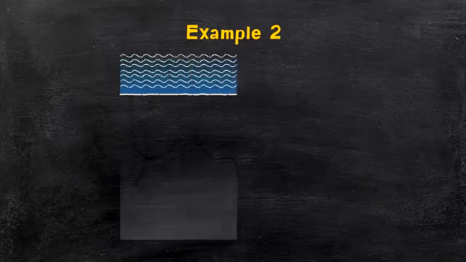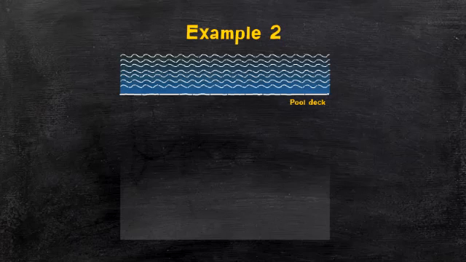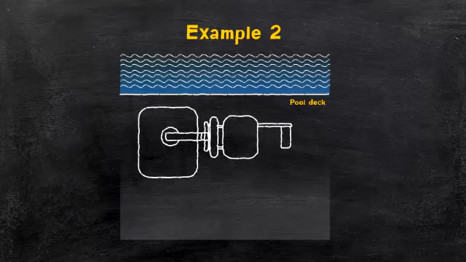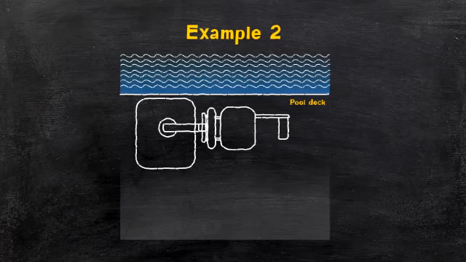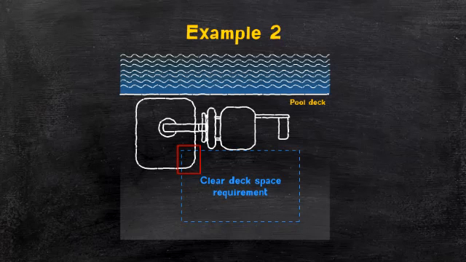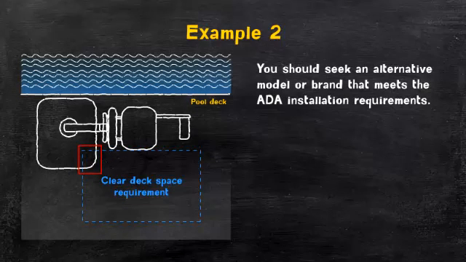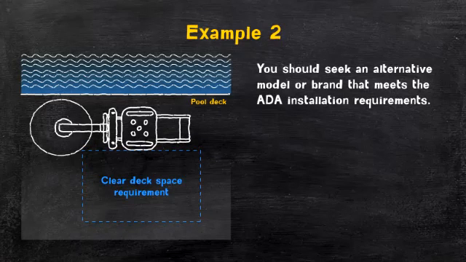Your customer has a pool with less than 300 linear feet of pool wall and requires one means of access. So you choose your favorite brand of lift, identify an area of the pool where the water depth does not exceed 48 inches, and carefully place your lift 16 inches back from the pool's edge to meet the seat centerline requirement. At this point, everything looks good. Next, you check the clear deck space area and discover that a portion of the lift encroaches into this space. What's your next step? If you chose to stop, you're correct. In this particular instance, you should seek an alternative model or brand that meets the ADA installation requirements.